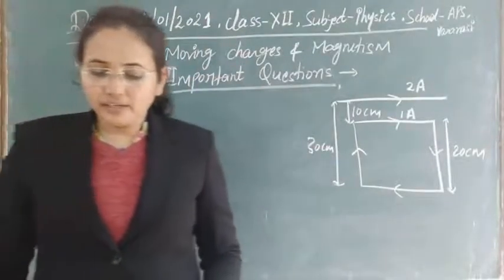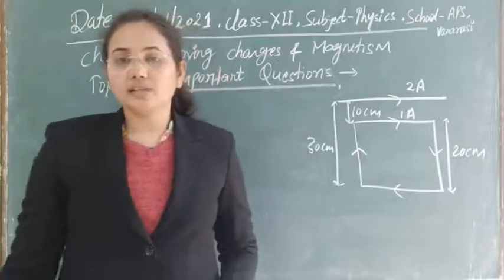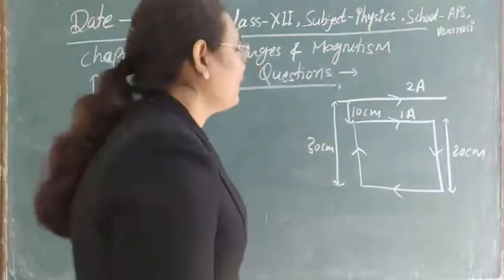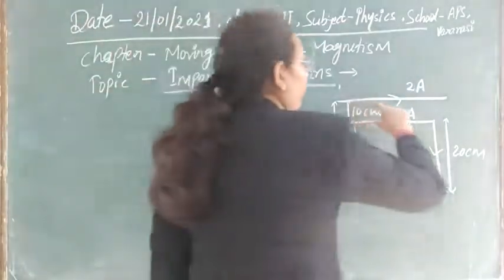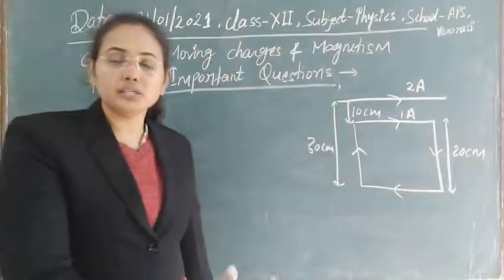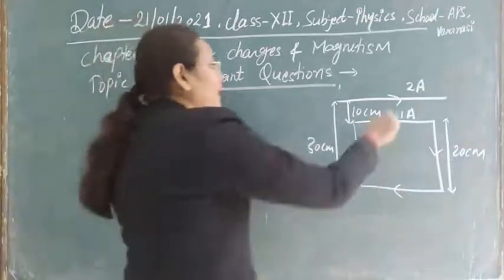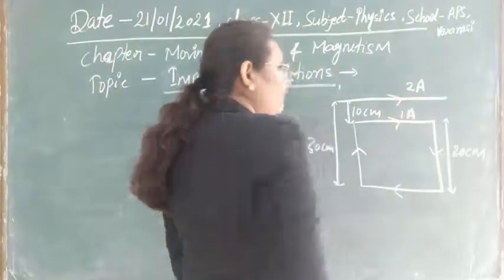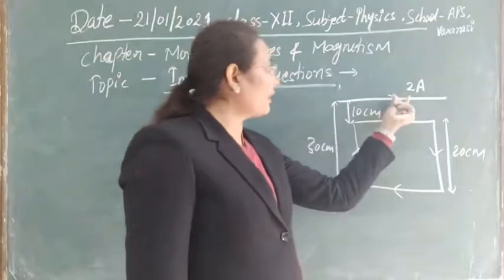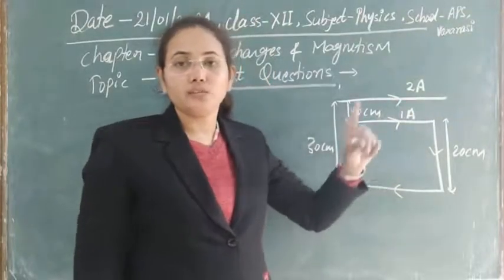Now we have to calculate the magnitude and direction of the net force exerted on the loop due to the current carrying conductor. Obviously, as I have just told you, if we have two parallel current carrying wires, then due to the currents they carry, they will exert some force on each other. So here we have to find the net force exerted by this long current carrying wire on this square loop only.